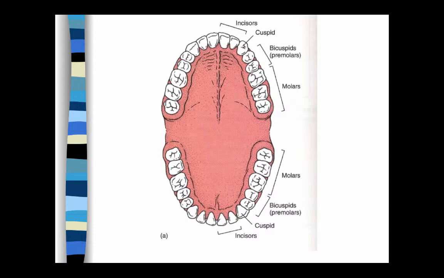And the cooler thing is that some people don't have 4 wisdom teeth. Some people have 0. Some people have 1. Some people have 2. Some people have 3. And some people have 5, 6, 7, 8, 9, 10.